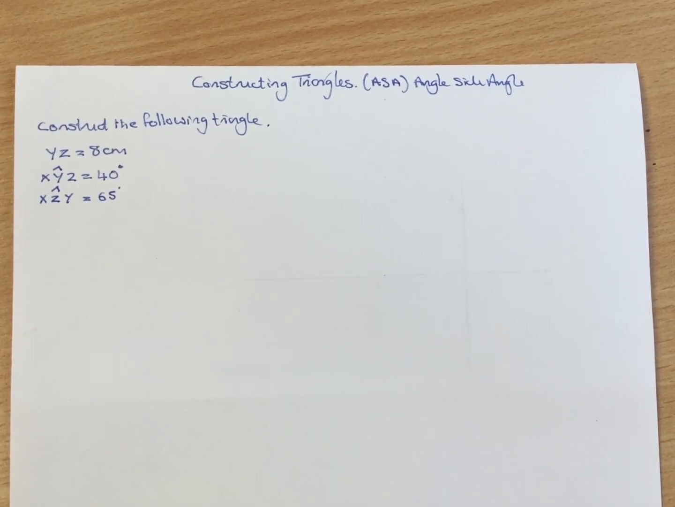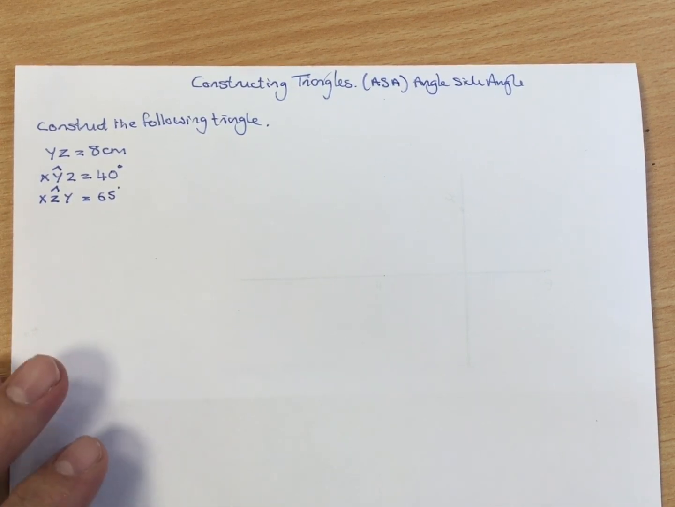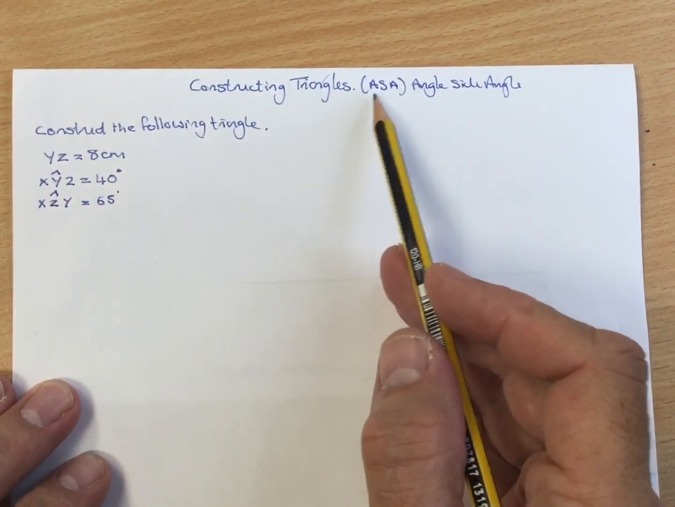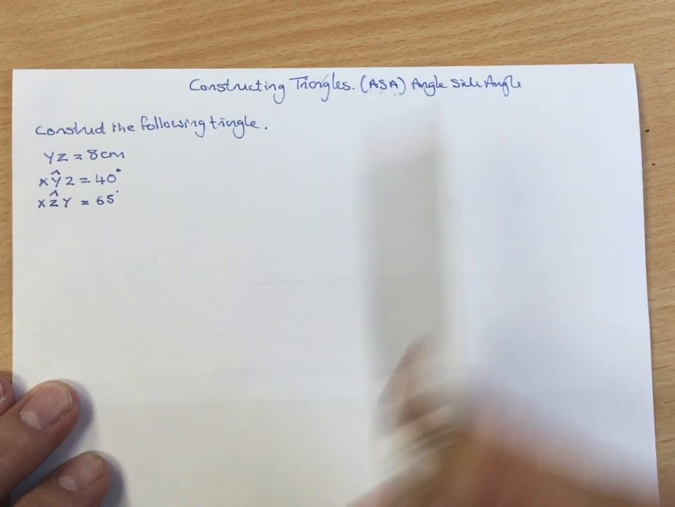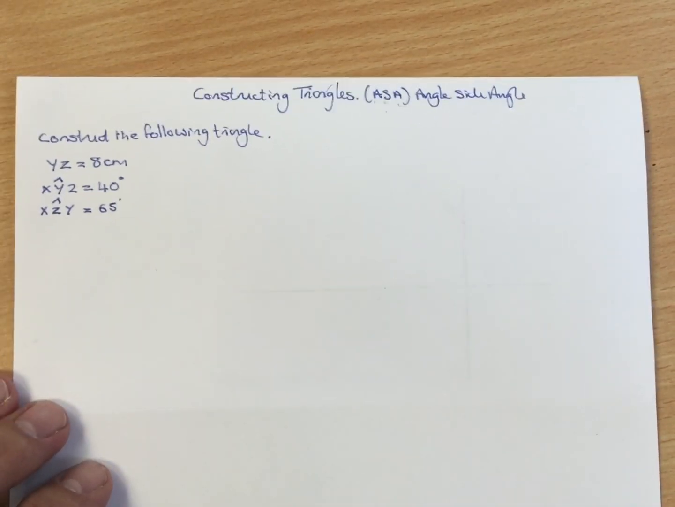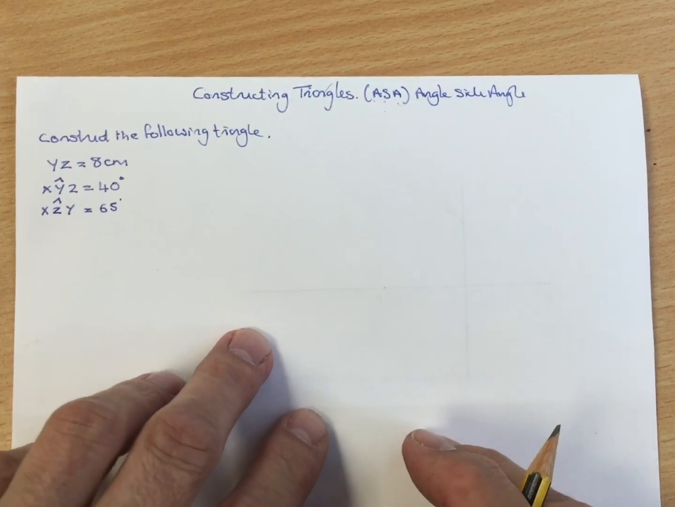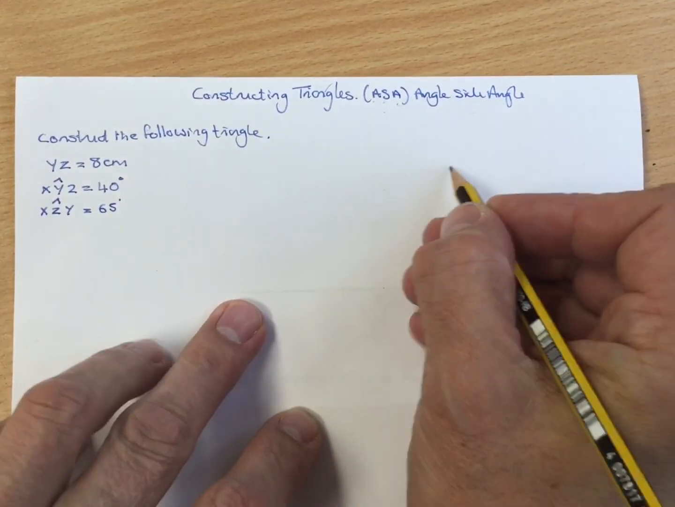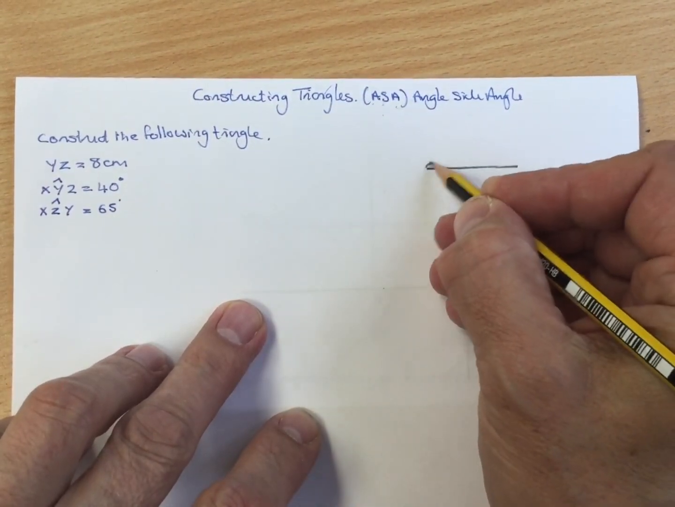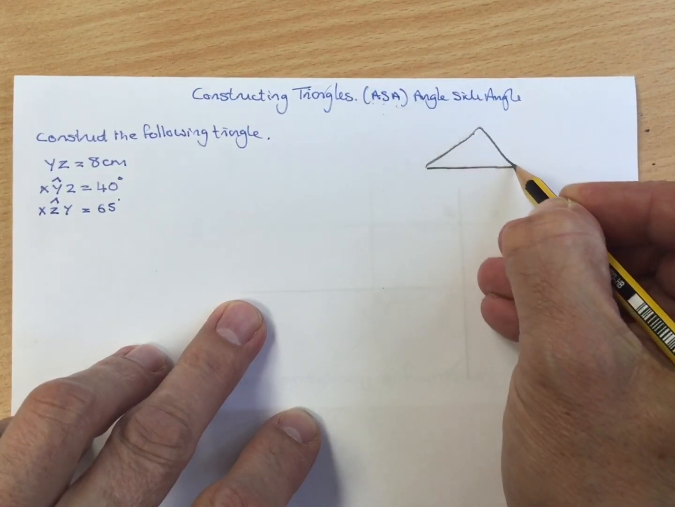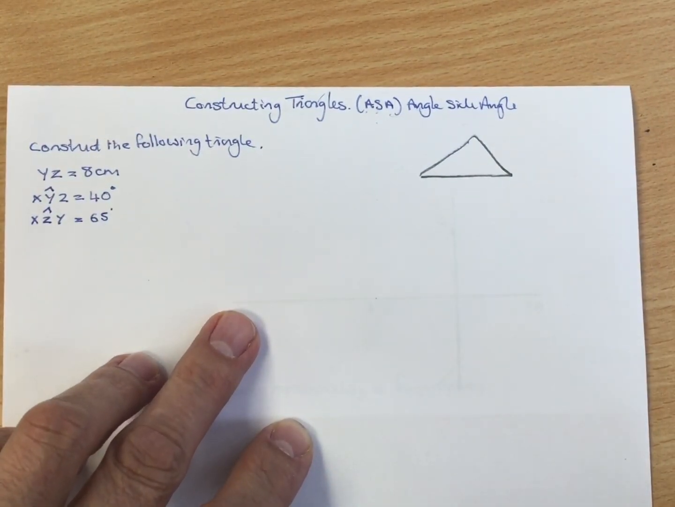Okay, in this example, we've been asked to construct a triangle and we're given two angles and a side. So this is commonly known as angle side angle. Okay, and like with the other example, the first thing I'm going to do is construct a sketch so that I know roughly where everything's going. Okay, not drawn to scale again.